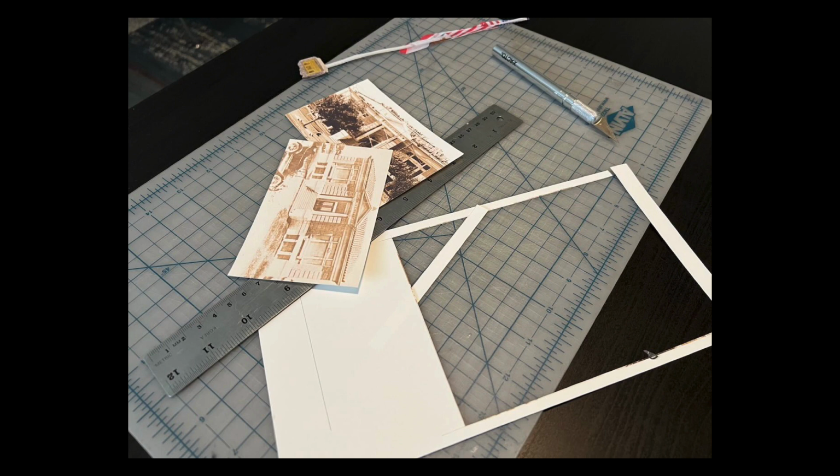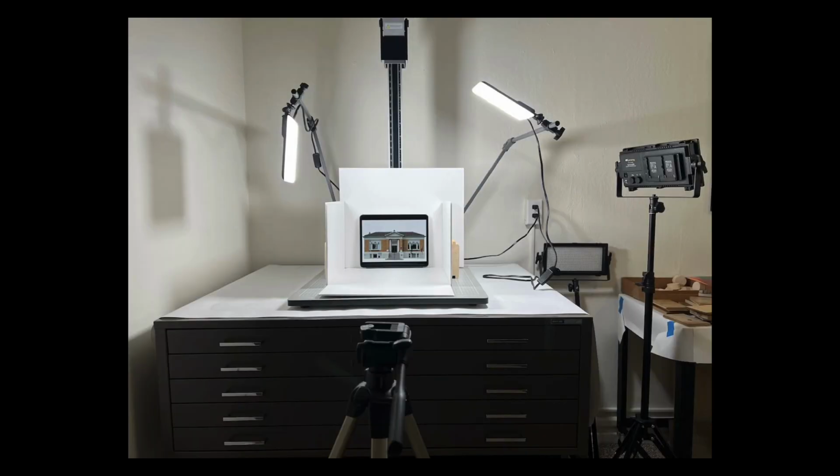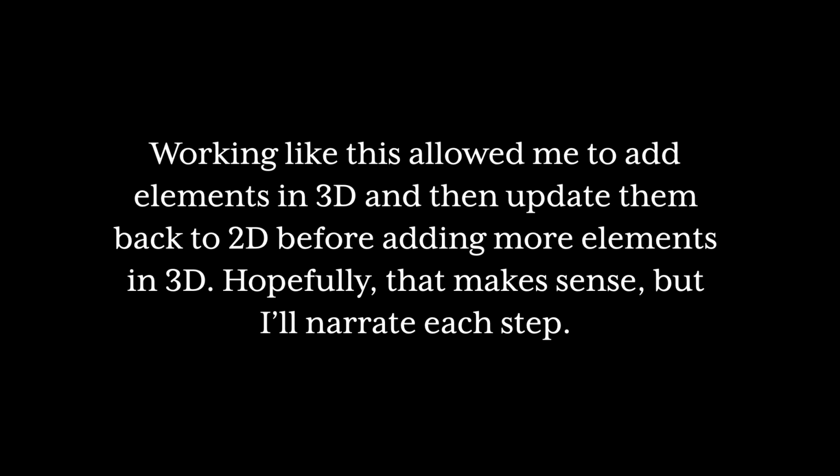I then identified other elements I was working with, historical images and the flagpole, and began cutting them out of paper. I then began to set up my scene. I tried a technique I used in my thesis, which involves using a digital screen as my background. In this example, it's my iPad. Working like this allowed me to add elements in 3D and then update them back to 2D before adding more elements in 3D. Hopefully that makes sense, but I'll narrate each step.